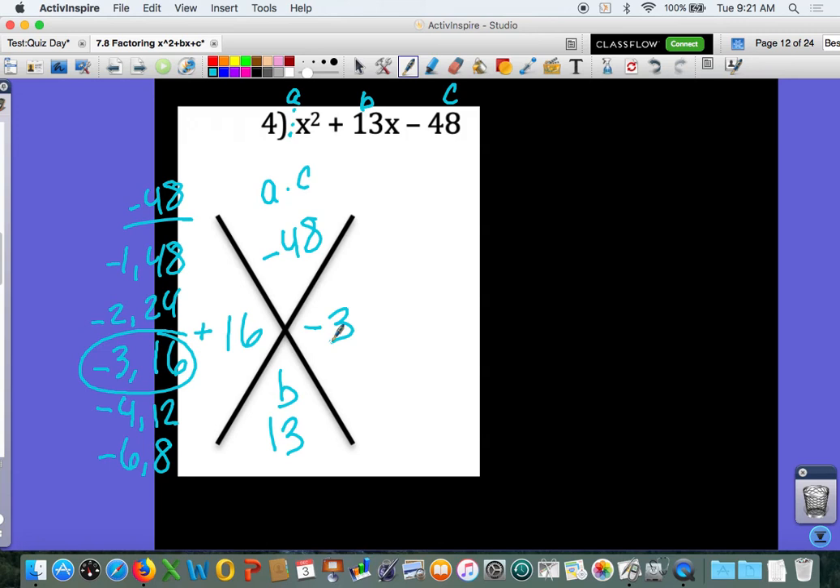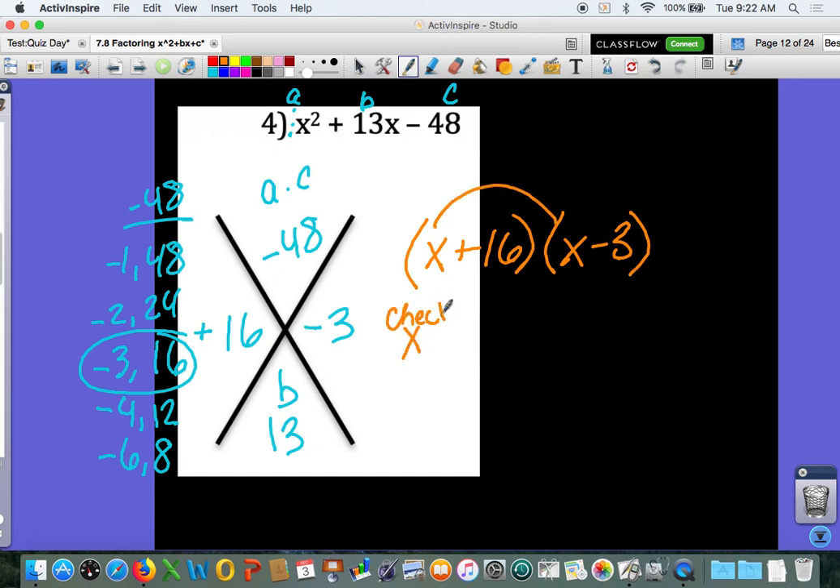Okay? So let's go through and do this. Let's make our binomials. Why can I make my binomials right now? I can make my binomials right now because my a value is 1. So my binomials are going to be x plus 16, x minus 3. Let's check. X times x gives me x squared. X times negative 3 is negative 3x, plus 16x, minus 48.